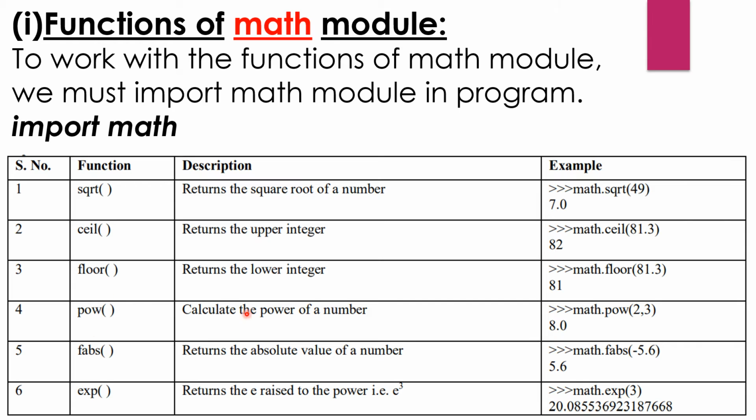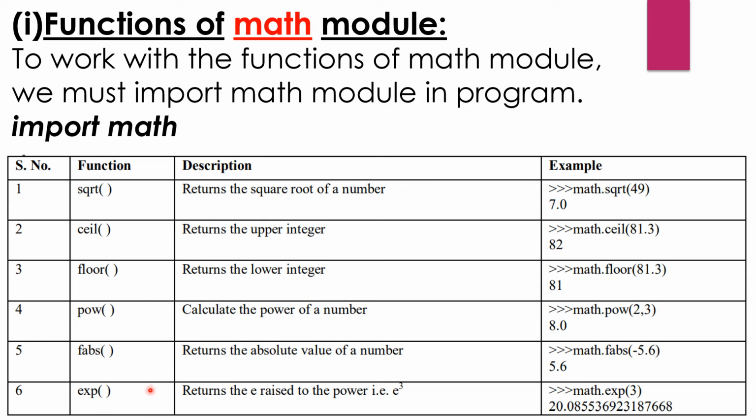Next is the power function. This calculates the power of a number. For example, you can see here, first we write the base, then we write the power which we want to calculate. As you can see here, 2 to the power 3, what will it be? It will be 8 as output. Next is fabs. Basically this function is the same as modulus in maths. This returns the absolute value of a number. That means this function just removes the negative sign of a number. As you can see in the example here, minus 5.6. In the output, this function has removed the negative sign and printed 5.6.